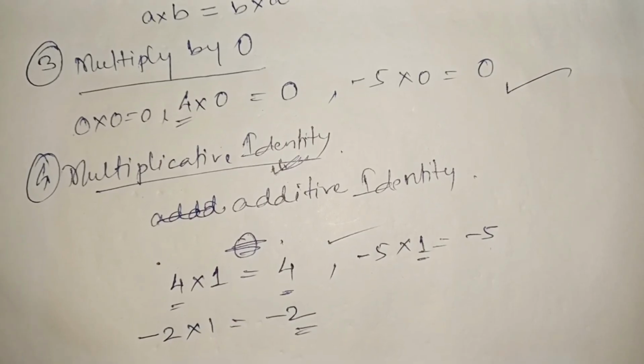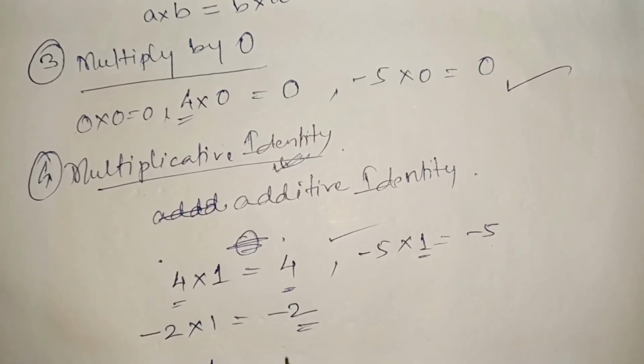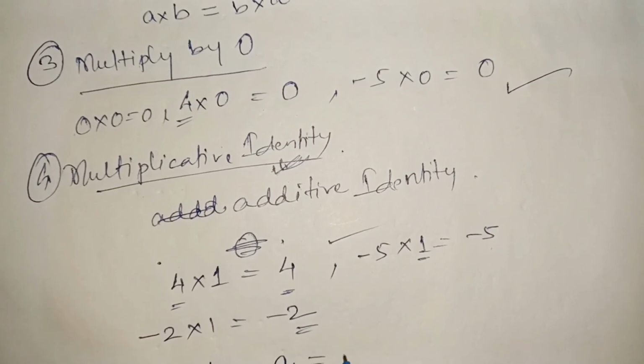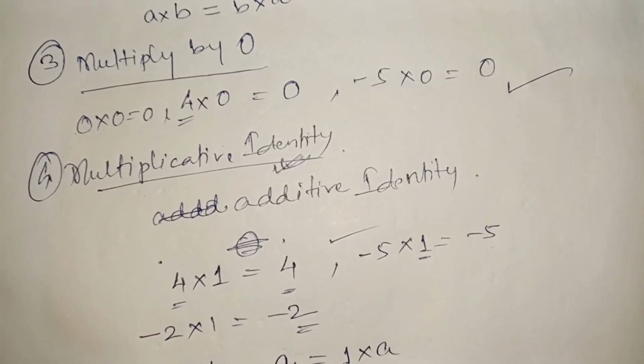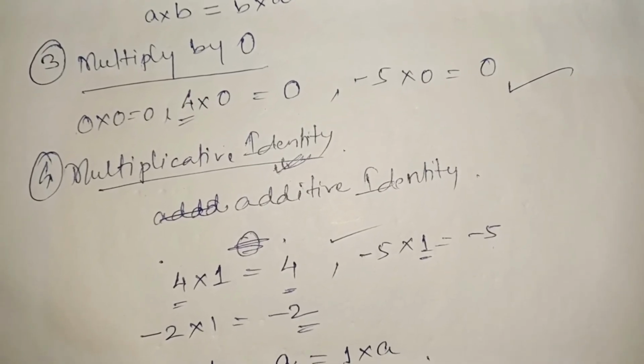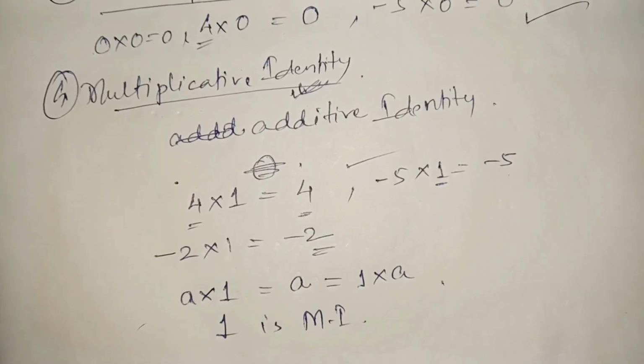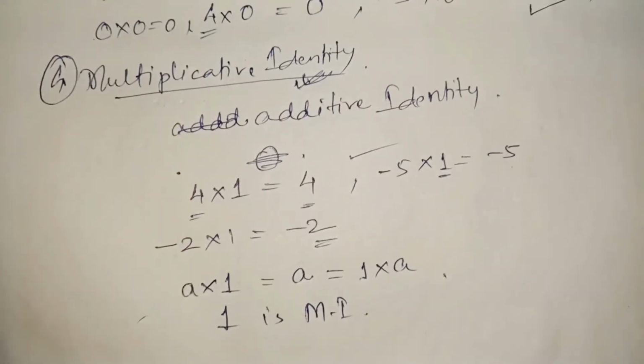Okay, that means for any integer, if you multiply any integer a with 1, the end result is a, or if you multiply 1 into a. Okay, so 1 is the multiplicative identity. Okay, 1 is the multiplicative identity. I hope up to here it's clear to you.